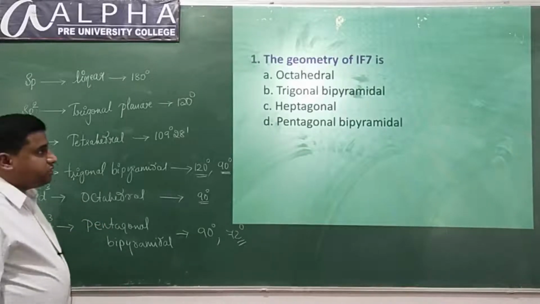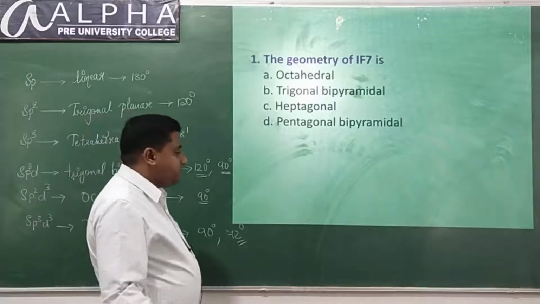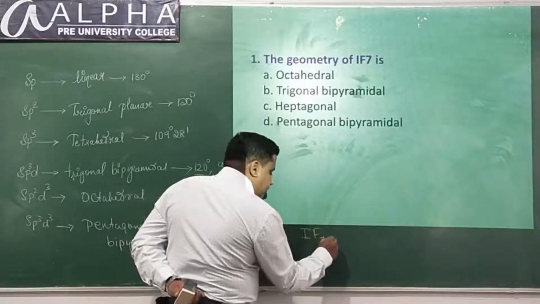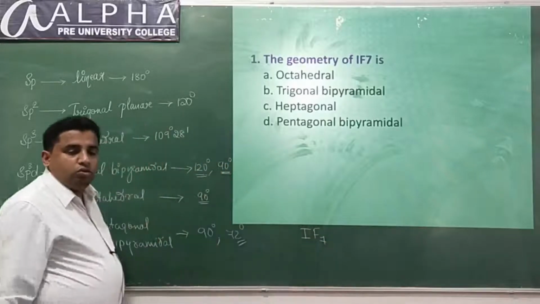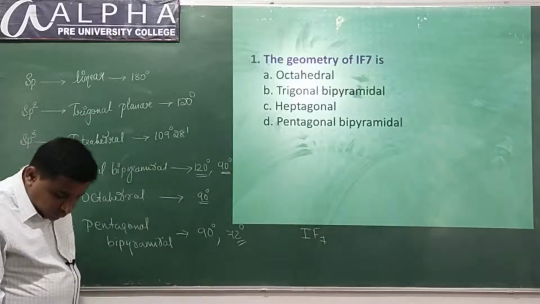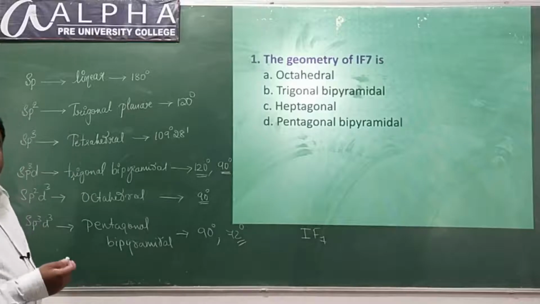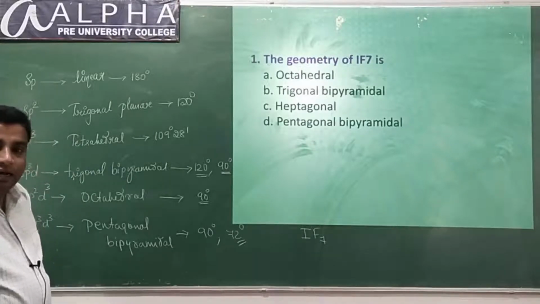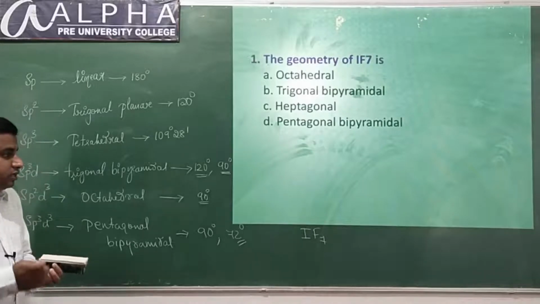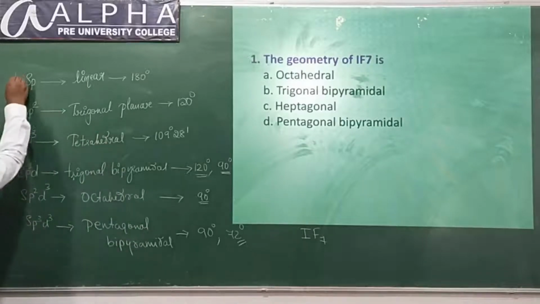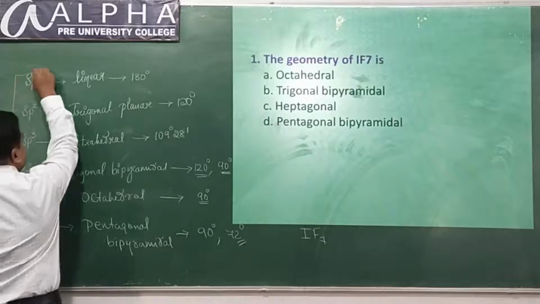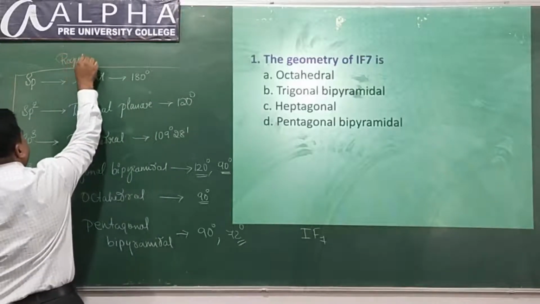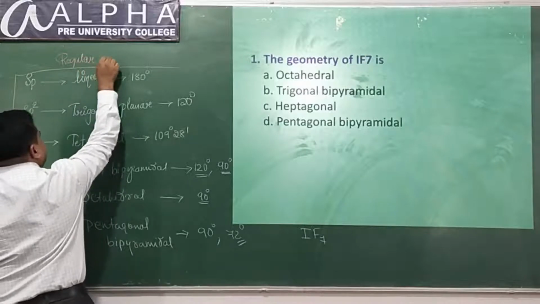Now coming on to this question, IF7, what is the hybridization of IF7? If you don't know the examples for different hybridization, we can just calculate the hybridization of this given species. How to calculate the hybridization? See this, all this are for regular geometry. What do you mean by regular geometry?